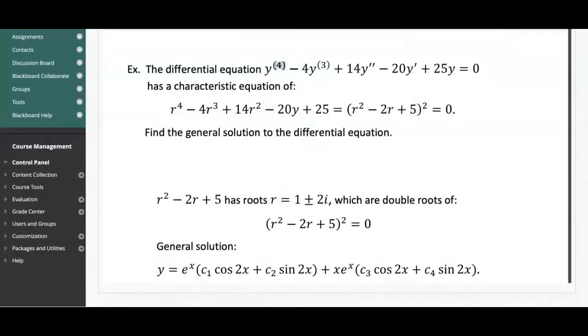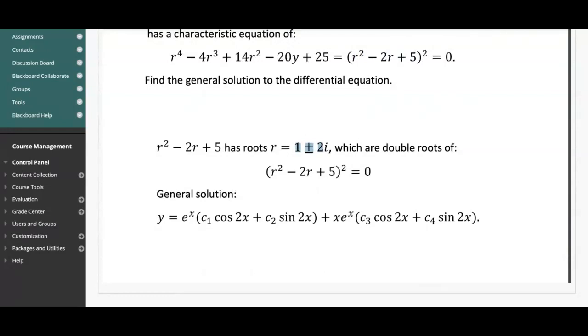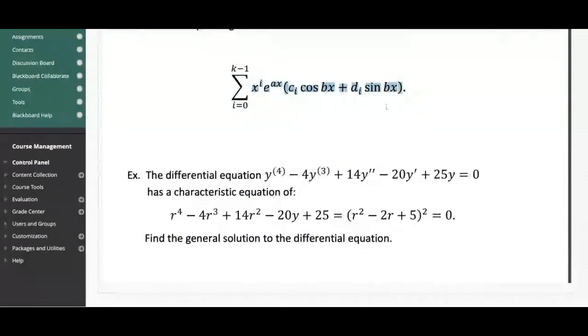Let's see this example. So we have a fourth order homogeneous differential equation. Of course, it has a characteristic equation of such, and we can factor it as this square. Then inside, we apply the quadratic formula, so we get 1 plus minus 2i as complex roots. But these roots have a multiplicity of 2. So we'll apply this. A multiplicity of 2, so k equals 2.